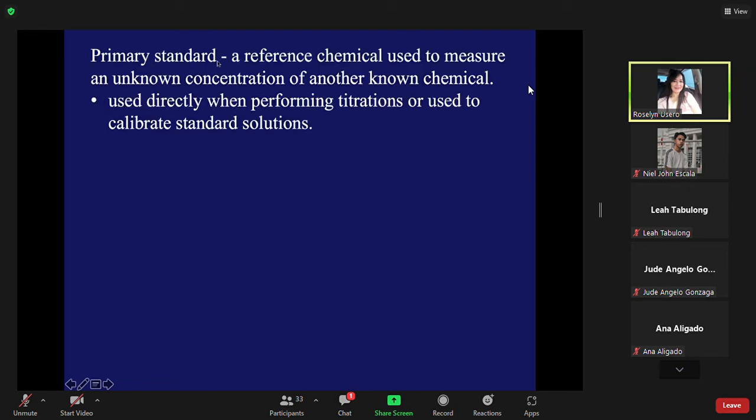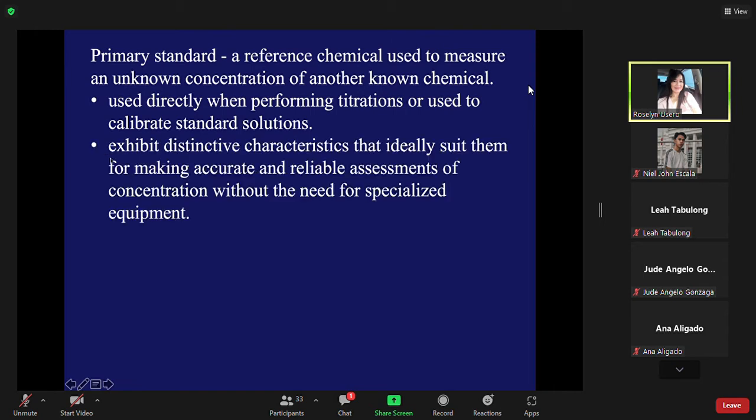So, we need a primary standard. It is used directly when performing titrations or used to calibrate standard solutions, because it is known. Next, it exhibits distinctive characteristics that ideally suit it for making accurate, take note, primary standard, accurate and reliable assessments of the concentration without the need for specialized equipment. So, how can a chemical be qualified as a primary standard? Note the following characteristics.